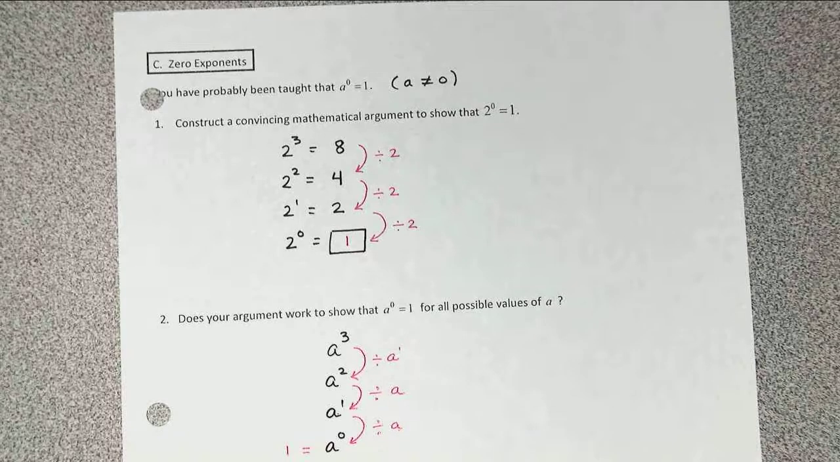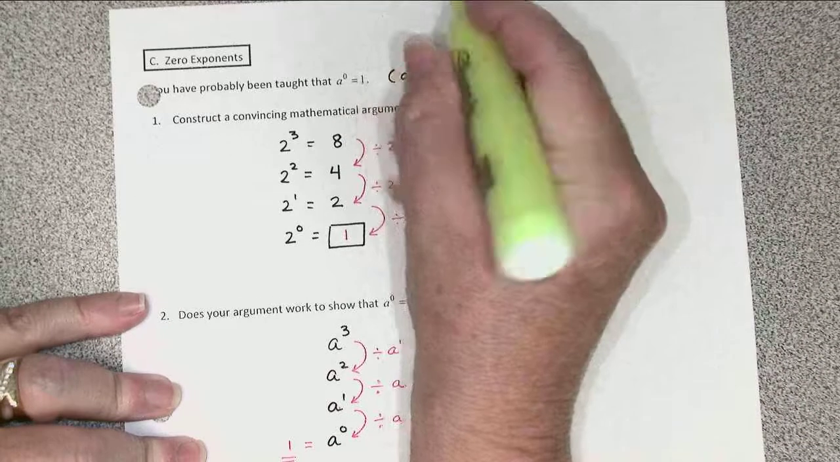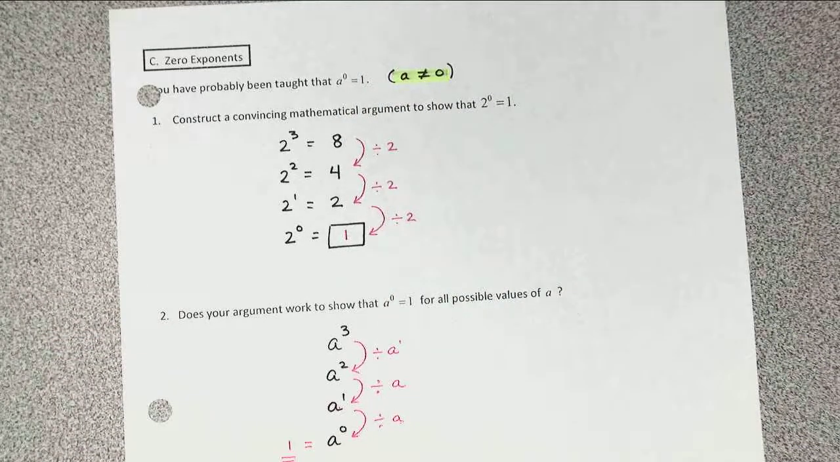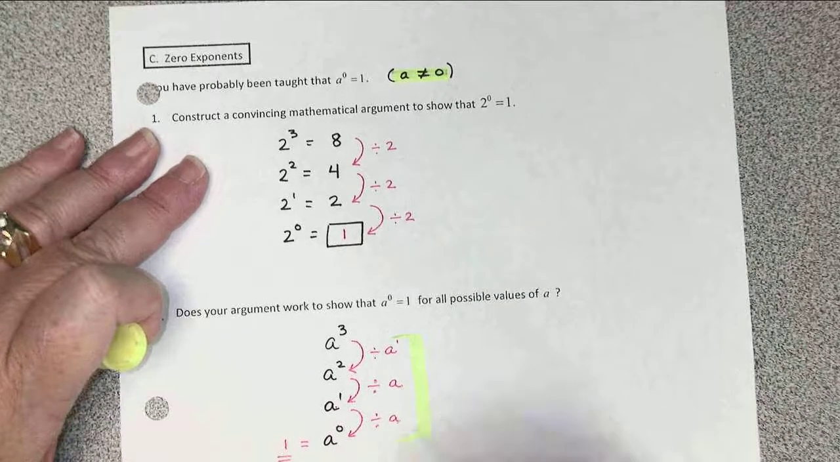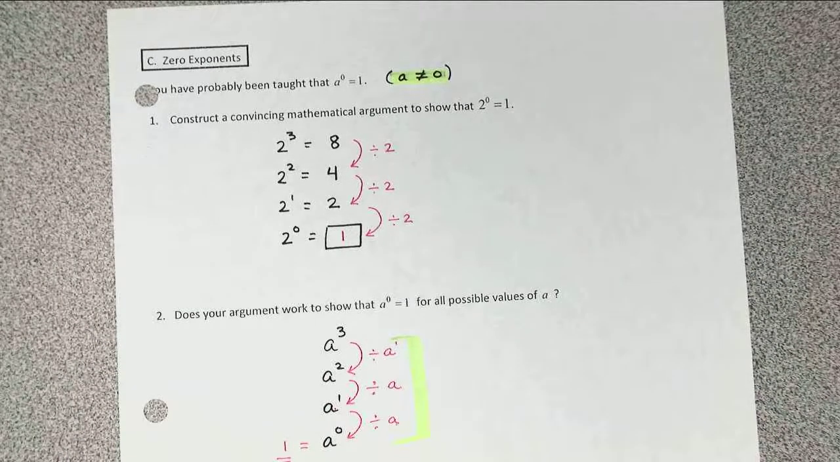Except, remember what we said here? This only works if a is not 0. This is why right here. That argument won't work if I'm dividing by an a value of 0. We're not allowed to divide by 0, right? So there's our argument, and again, it shows exactly why we can't use it when a is 0.